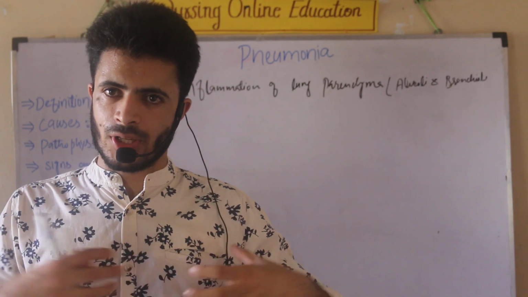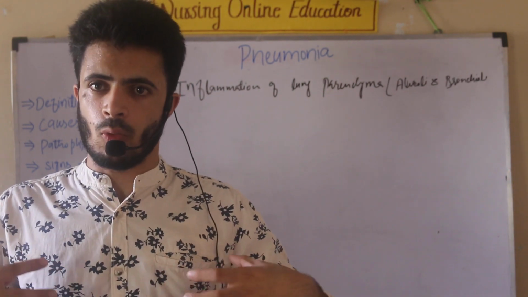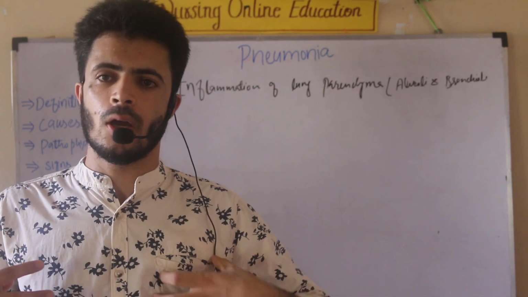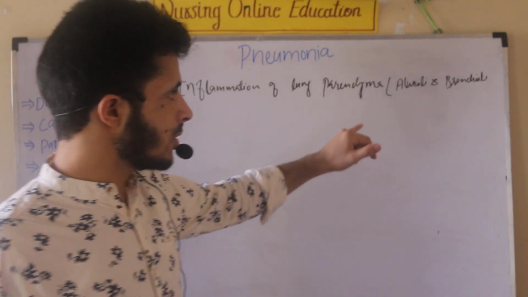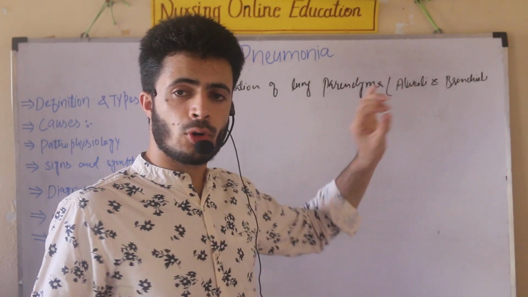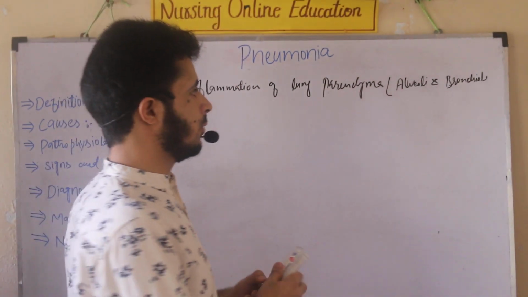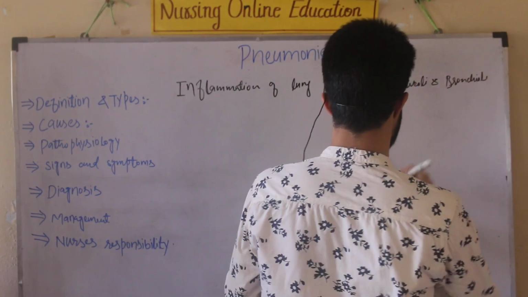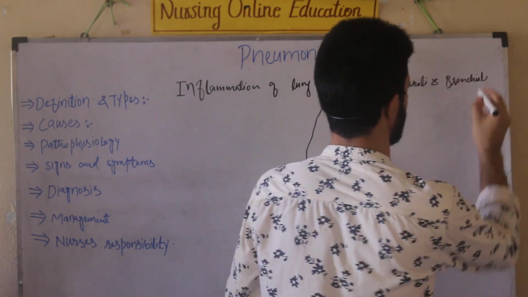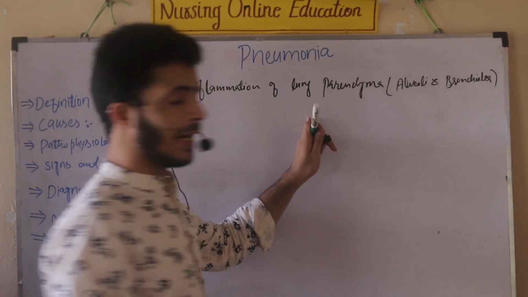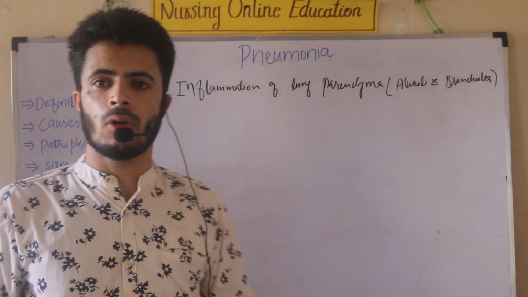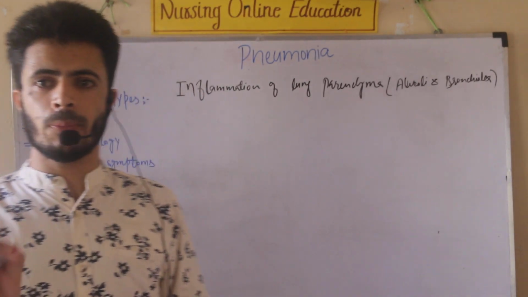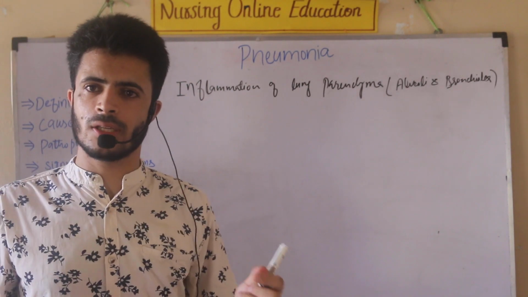What comes in the lungs? There are two lungs in our human body, left and right. In the lungs, what are being inflamed? The alveoli and bronchioles are being inflamed. Those alveoli and bronchioles are called the lung parenchyma. So lung parenchyma includes bronchioles as well as alveoli.